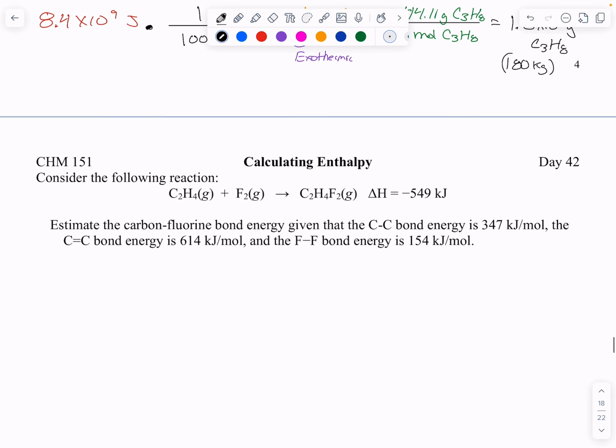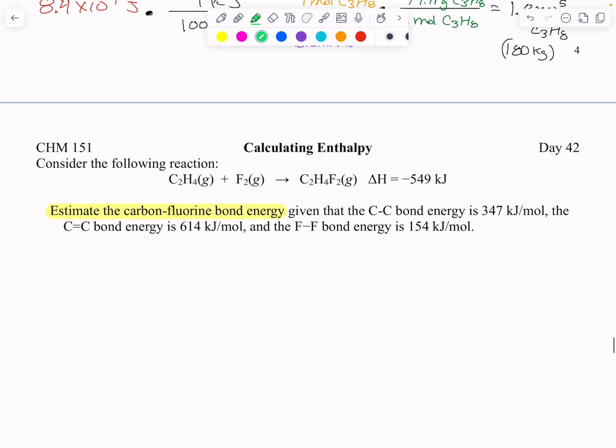Next one. Consider the following reaction. We got C2H4 plus F2 going to C2H4F2. It gives you delta H for the reaction. We are trying to estimate the carbon-fluorine bond energy. And it gives you the other bonds. All right? So we have a C-C bond. We have a C double bond C bond. We'll do this color. And we have F-F, that one. All right, so these are the bond energies, right?